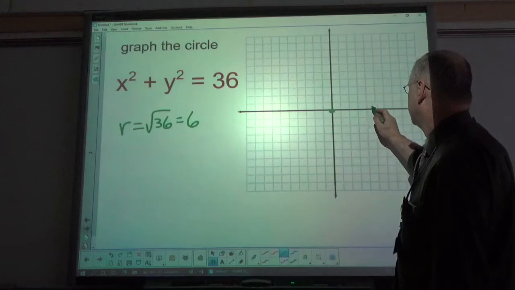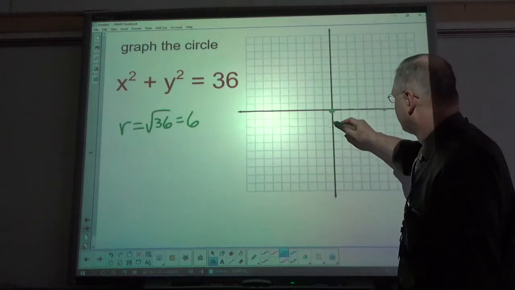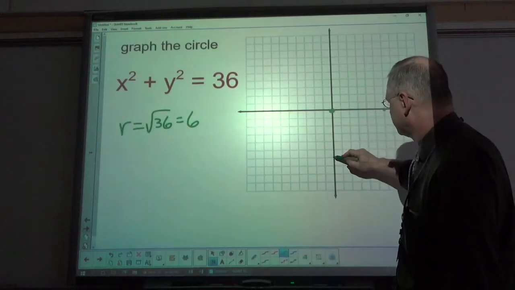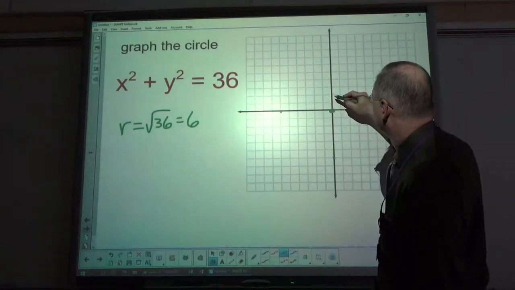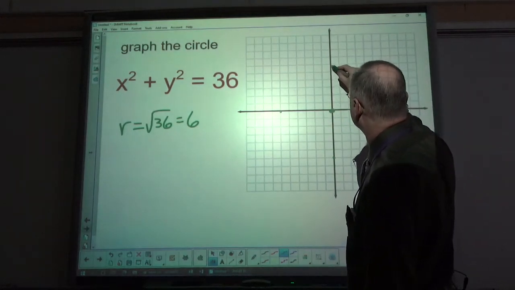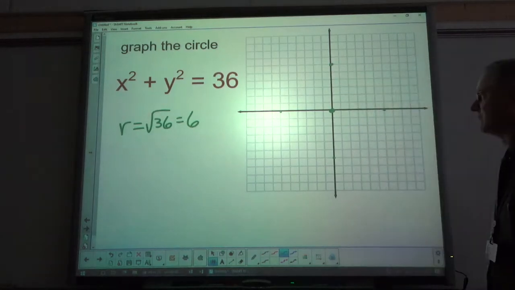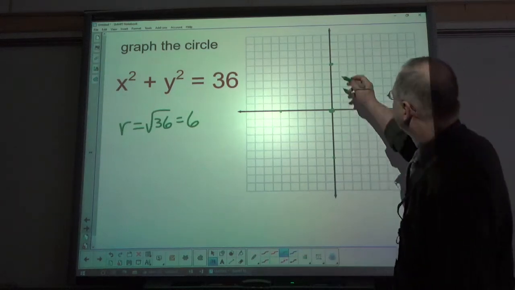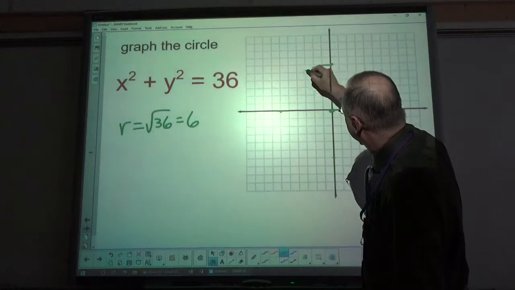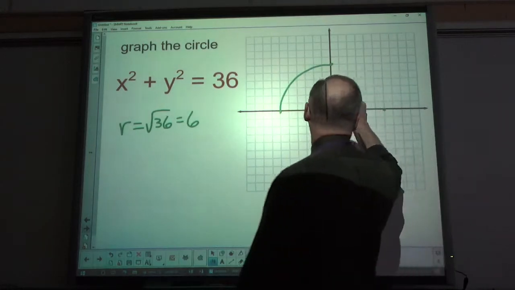1, 2, 3, 4, 5, 6. 3, 4, 5, 6. 6. 6. And there's the start of your circle. Now the rest of it is either a drawing tool or freehand. And freehand, mine tend to look more like a diamond than a circle. But I'll do my best to arc it out.